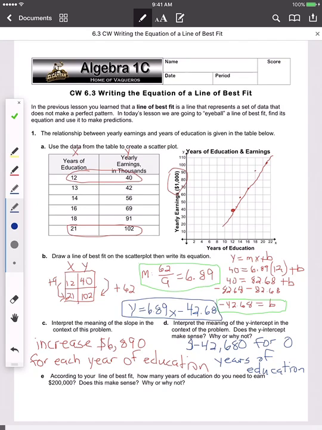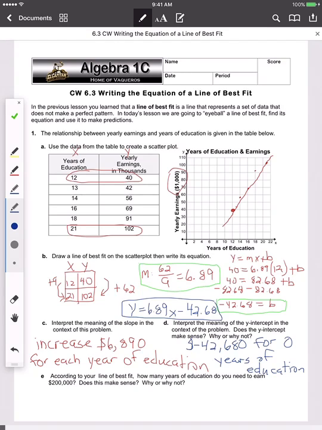Does this answer make sense? Yes or no? And the answer for that one is hopefully you know that this does not make sense. There's no way that if somebody has 0 years of education that we're going to be saying, hey, you owe us $42,000. So it's not possible to earn a negative amount of money.